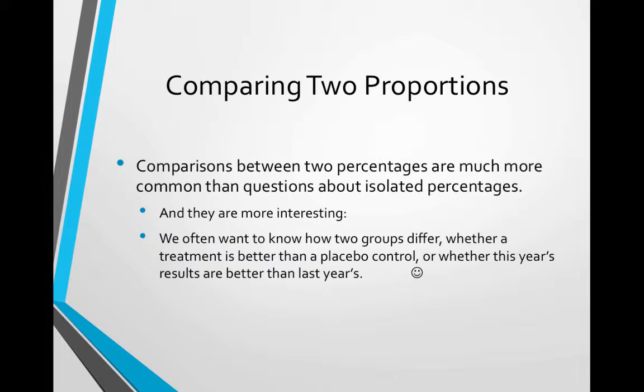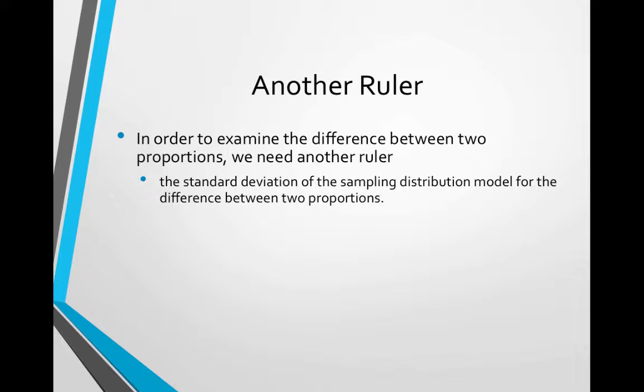Comparing two proportions. Comparisons between two percentages are much more common than questions about isolated percentages. Plus, they're more interesting. We often want to know how two groups differ, whether a treatment is better than a placebo control, or whether this year's results are better than last year's results. So we often are comparing things rather than just looking at things in an isolated situation. That means we have to have another ruler. In order to examine the difference between two proportions, we have to have another ruler. In other words, like another standard deviation or another standard unit to go by.